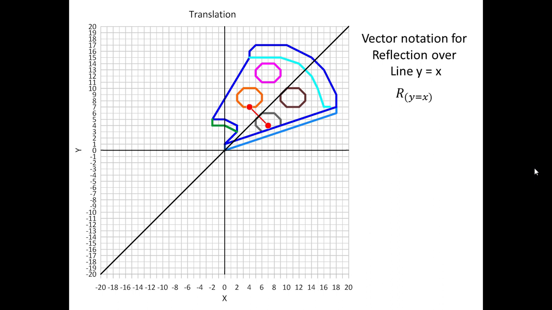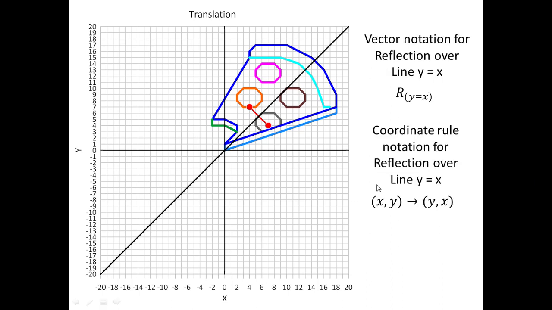The vector notation for the reflection over the line y equals x is with y equals x as a subscript in the letter r. The coordinate rule notation for the reflection over the line y equals x is that the point (x,y) goes to the point (y,x). So the coordinate indices are swapped. So the example point goes from (7,4) to (4,7).